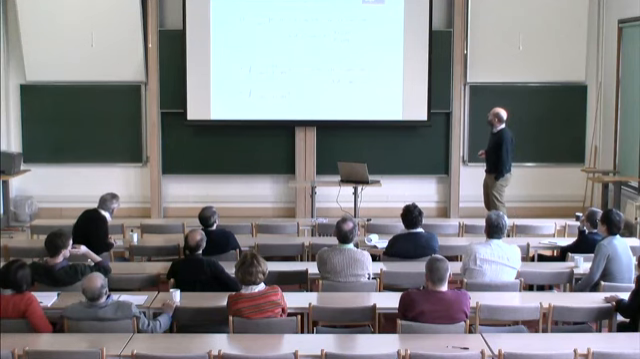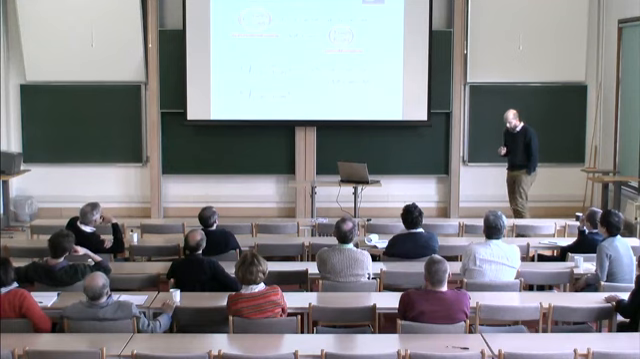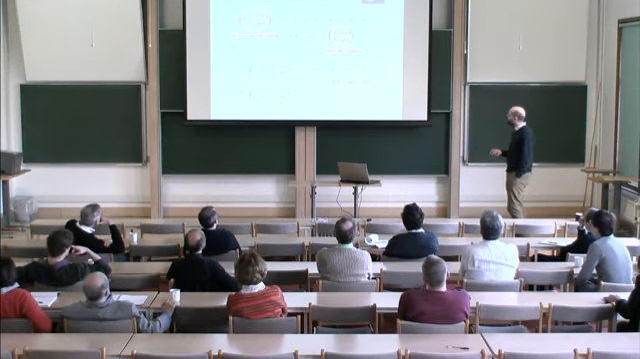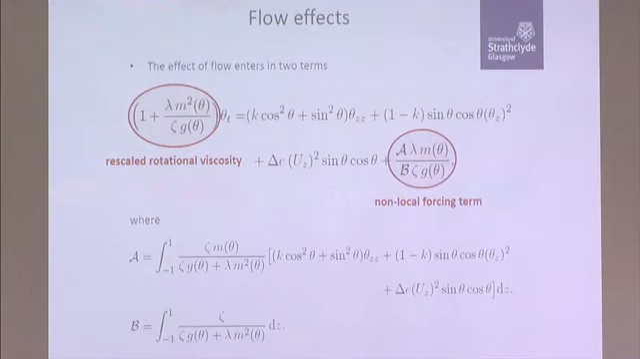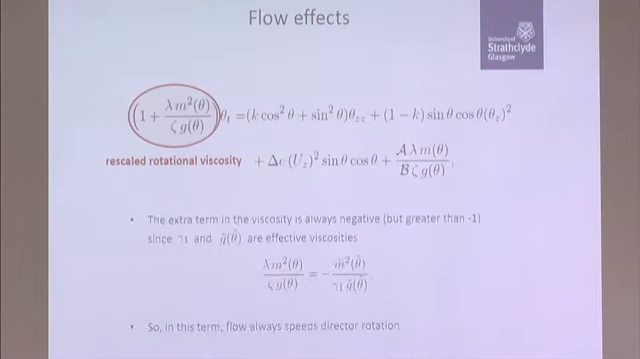Okay, so where am I? Yes, okay, so the flow now has entered in two different ways. The rest of it is standard, the rest of it is assuming there's no flow, you could have these terms here. But the flow now is coming in by a rescaled rotational viscosity and a non-local forcing term. It's non-local because obviously there's an integral here, it depends on theta throughout the whole cell, and gradients of theta as well. Okay, so let's look at those terms separately.